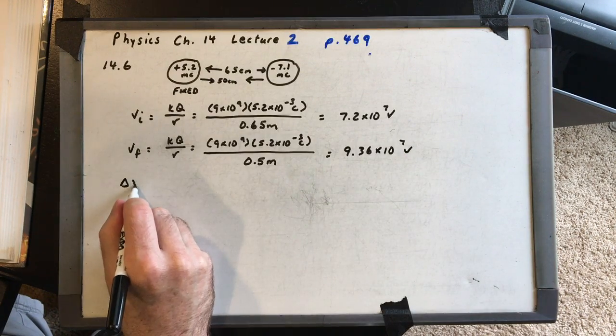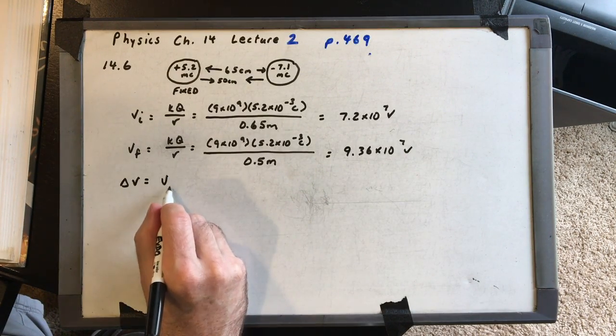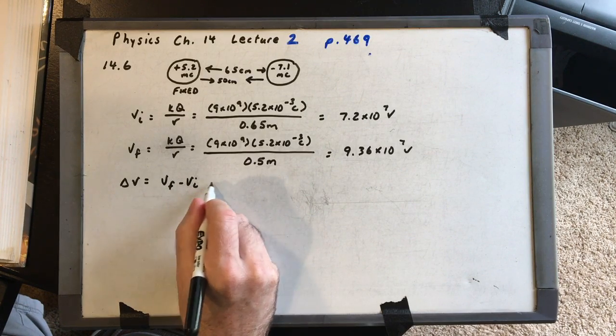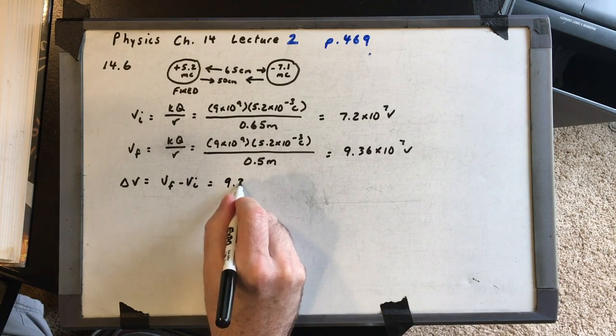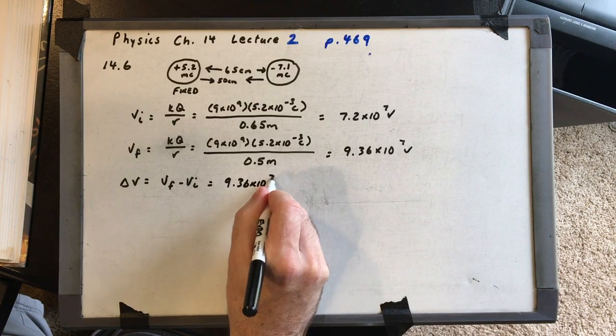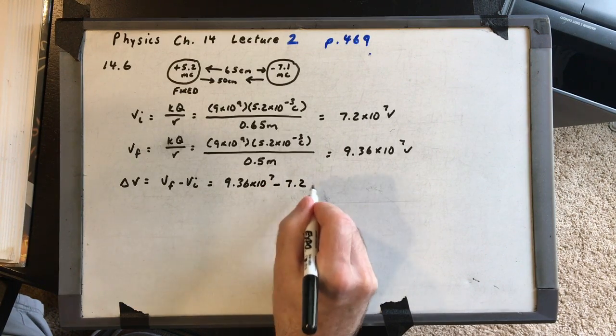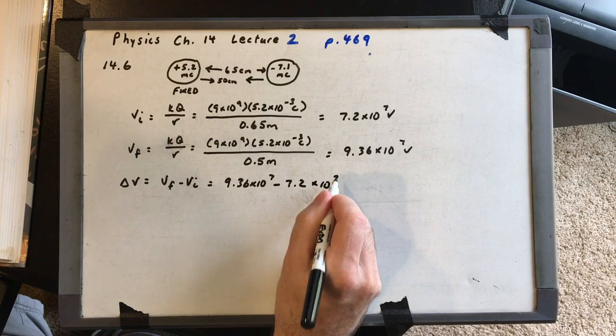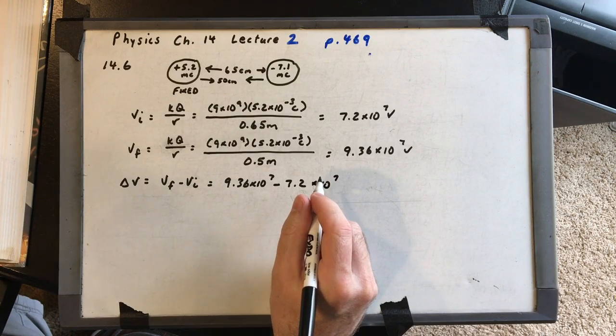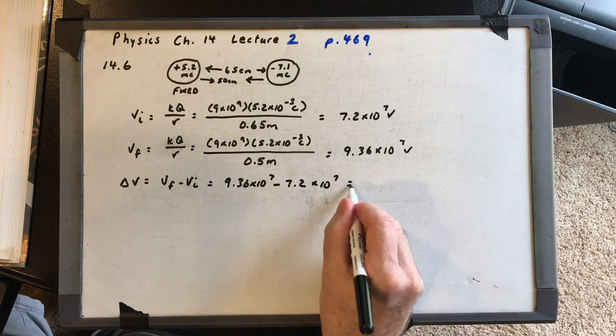So we know we need to get the change in voltage. V final minus V initial. 9.36 times 10 to the 7th minus 7.2 times 10 to the 7th. That's 2.16 times 10 to the 7th volts.